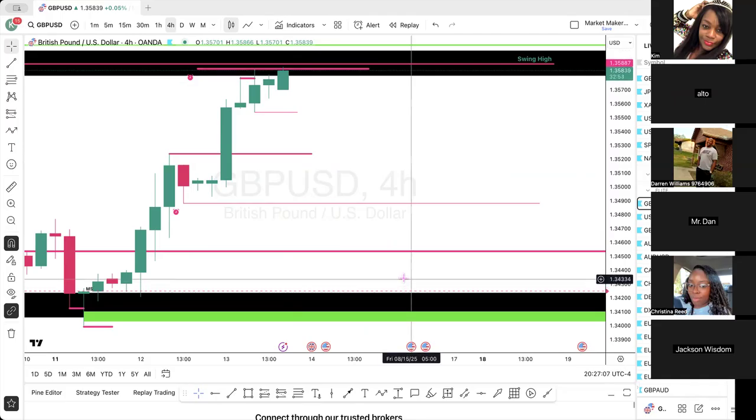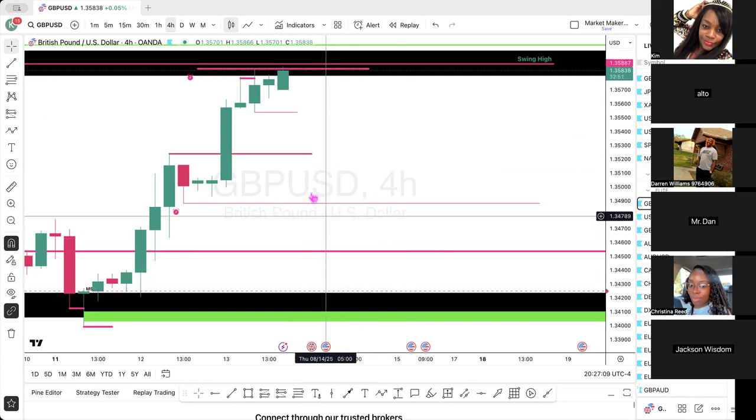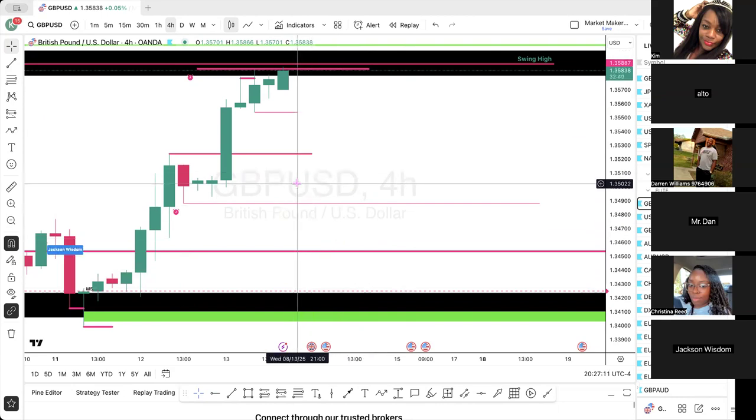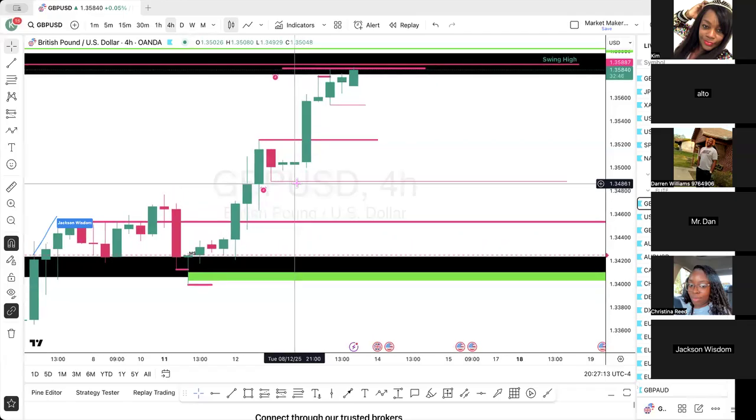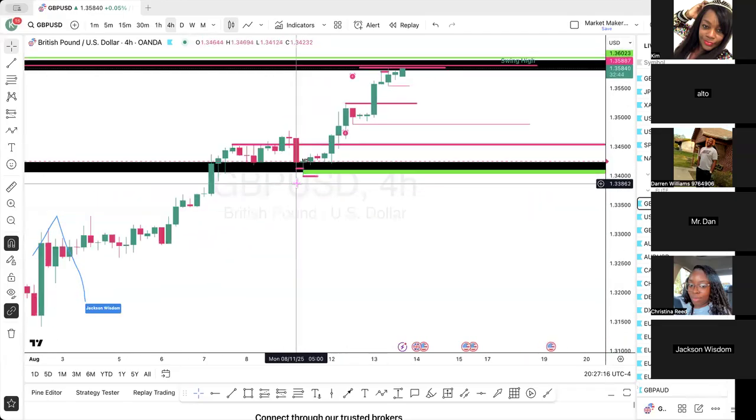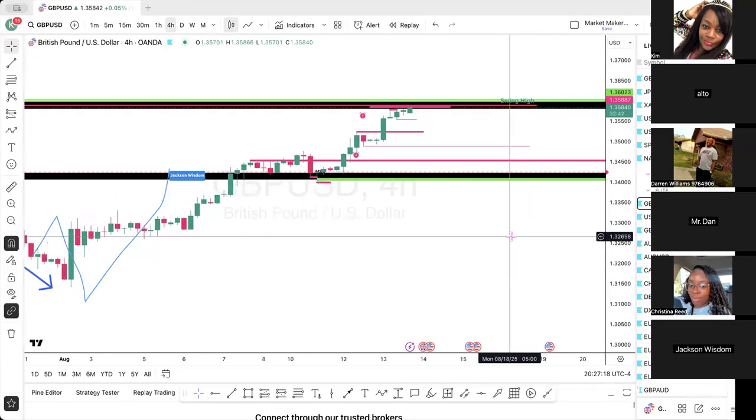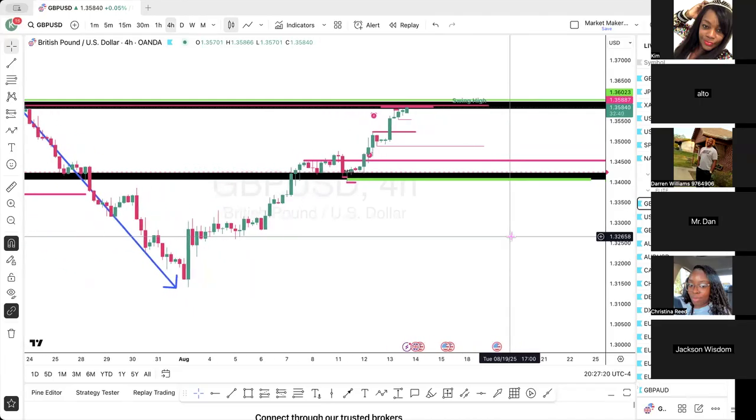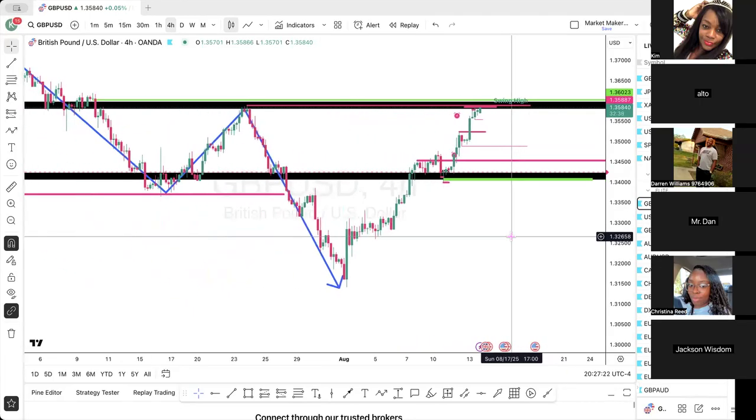On the 4 hour, this is the structure that I can see, kind of different from the 1 hour. Oh, wait a minute. Hold on. Let me zoom it in so we can see all the structure. There you go. Sorry about that. No problem, madam.